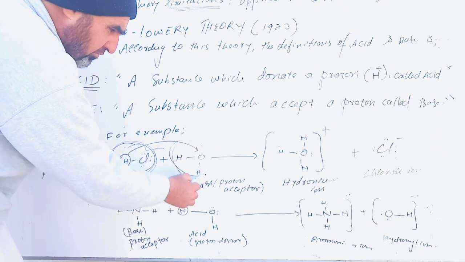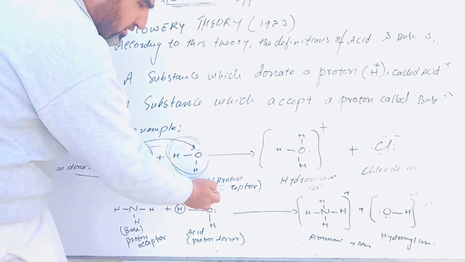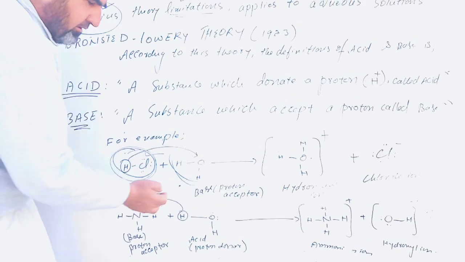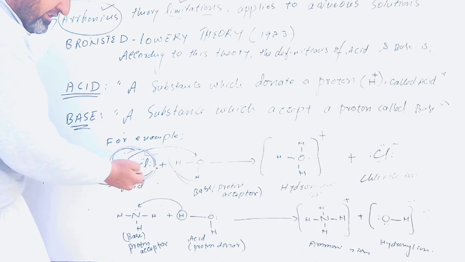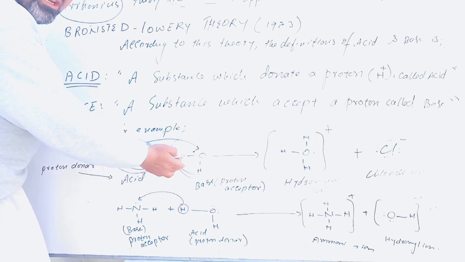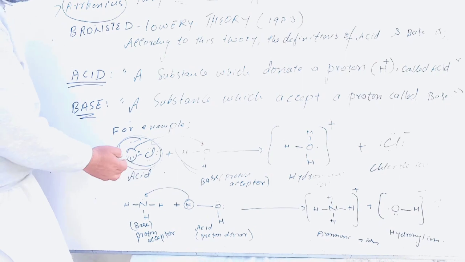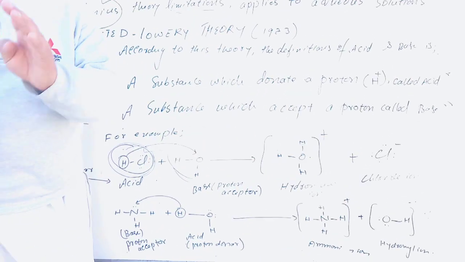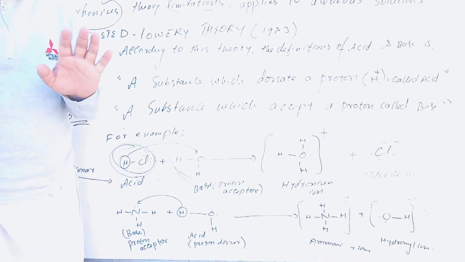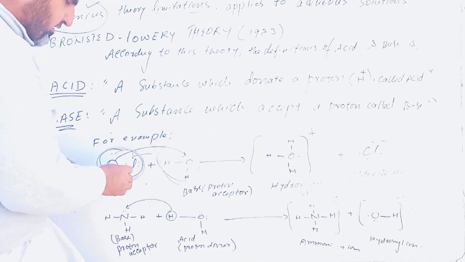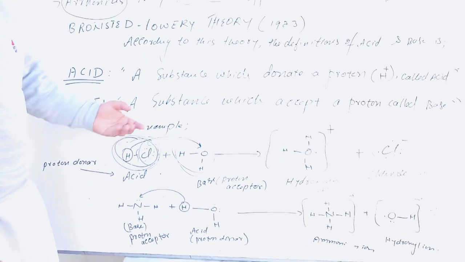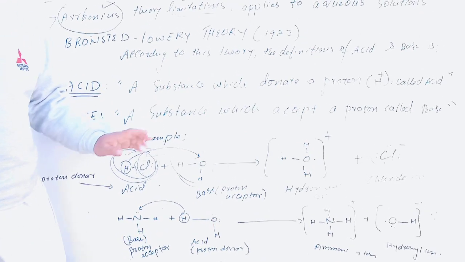This water molecule will accept a proton. It means that this water molecule is a proton acceptor. So this is the base and this is the acid. It will form the hydronium ion, H3O+, which is known as the hydronium ion, and the chloride ion. This covalent bond will be broken, and the chloride ion will be formed.